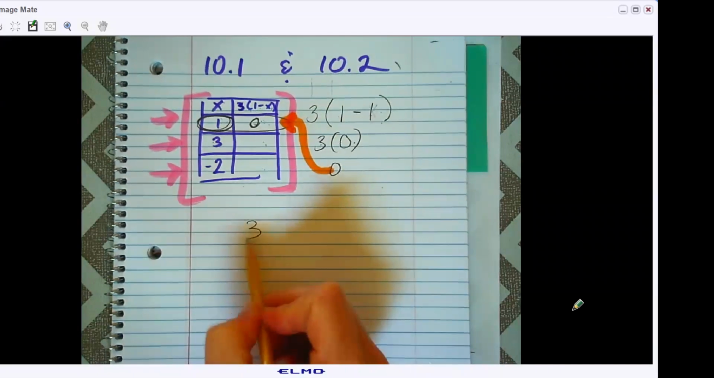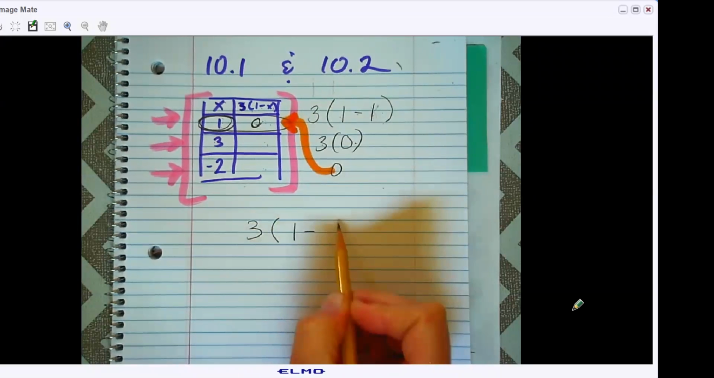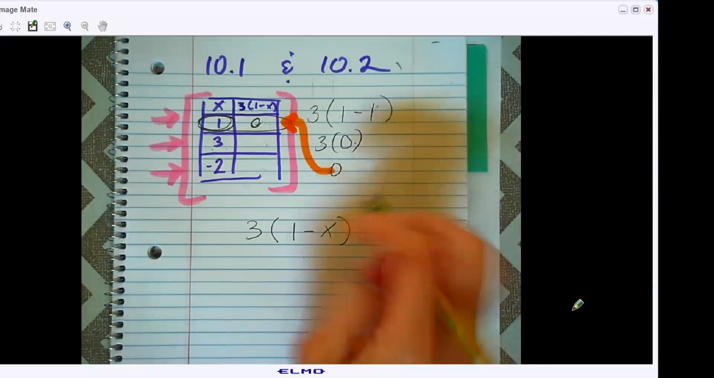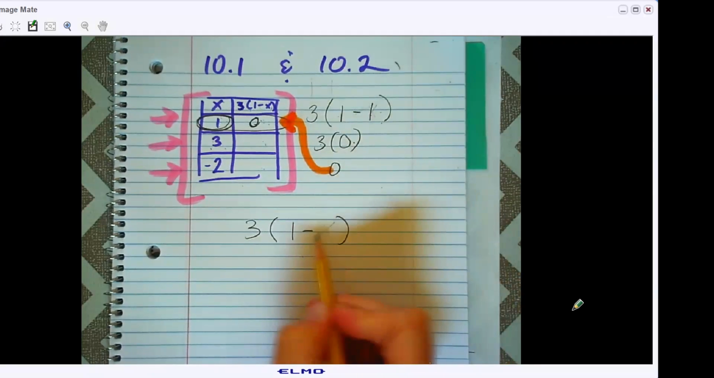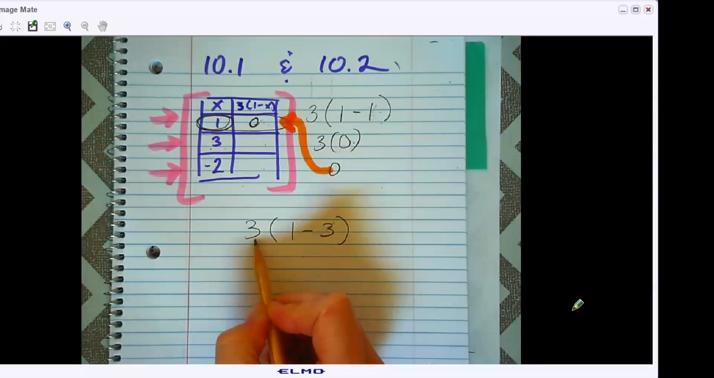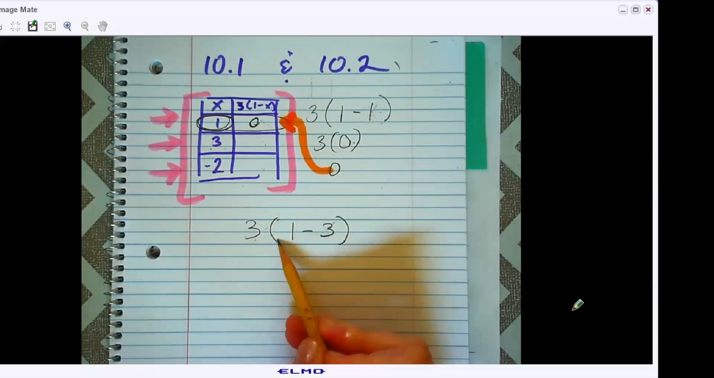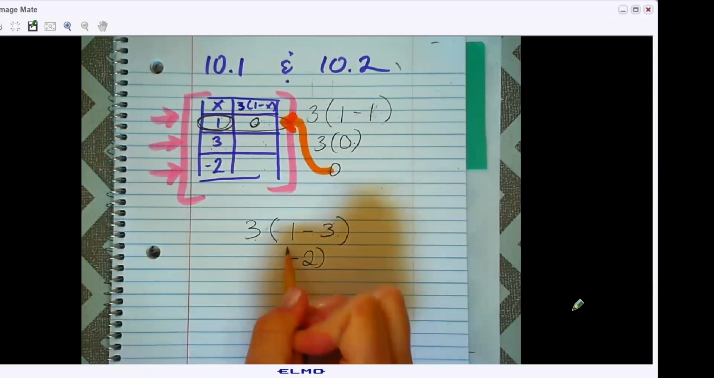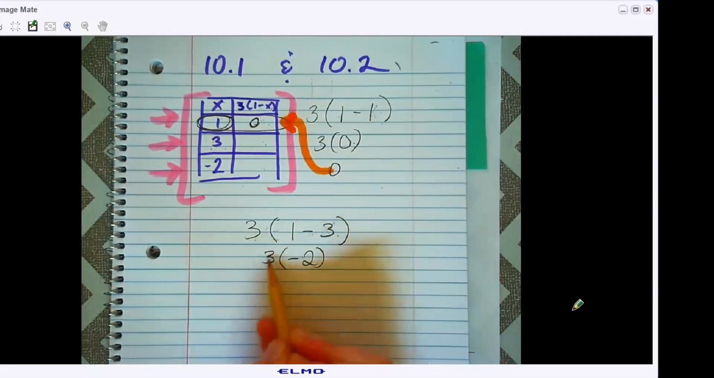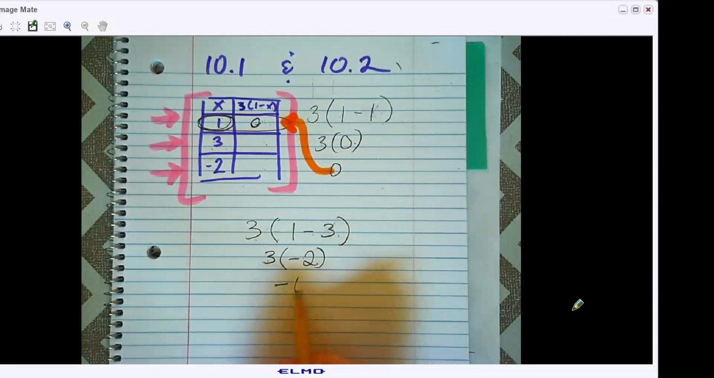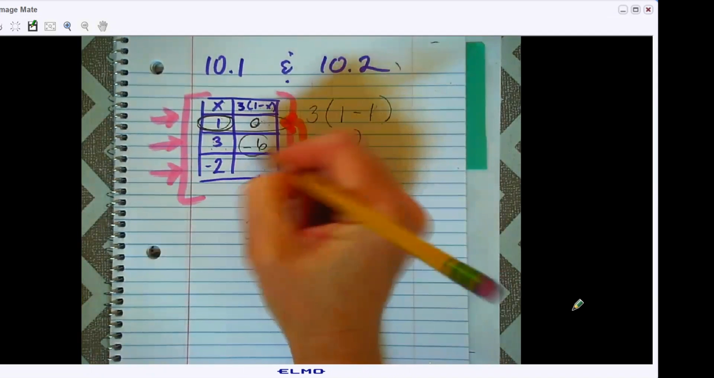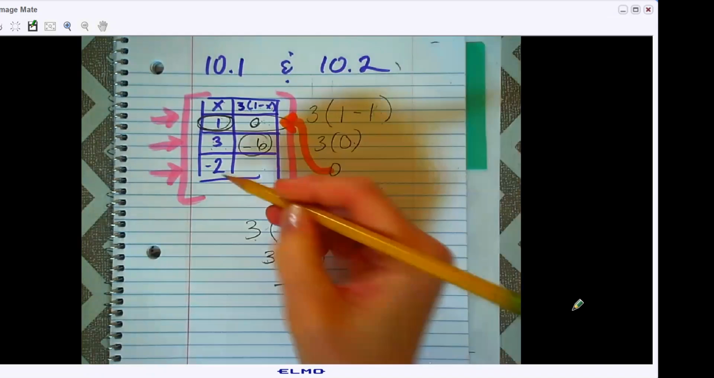Now I'm going to do the next one. So we have 3 times the quantity, 1 minus X. And in this situation, X is going to be 3. So I'm going to erase X. I'm going to write 3. 3 times the quantity. I can't do that yet. So 1 minus 3 is -2. And I'm going to bring down my 3. 3 times -2 is -6. That's what's going to go right here in my box, -6. And then let's do the last one.